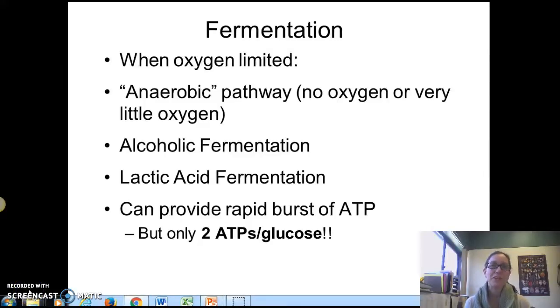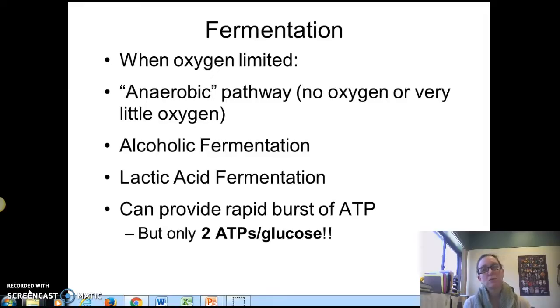Hi students, when we left off we were talking about cellular respiration. We saw the 3 steps of cellular respiration: glycolysis, the citric acid cycle, and the electron transport chain. I'd like to talk to you now about fermentation, which is something we've already touched on with our sauerkraut experiment.